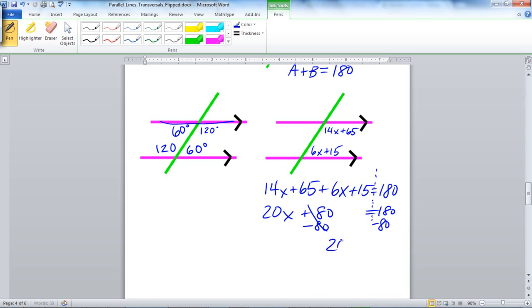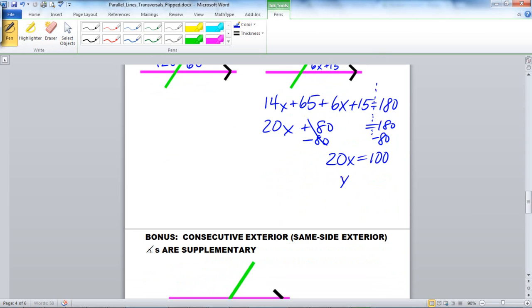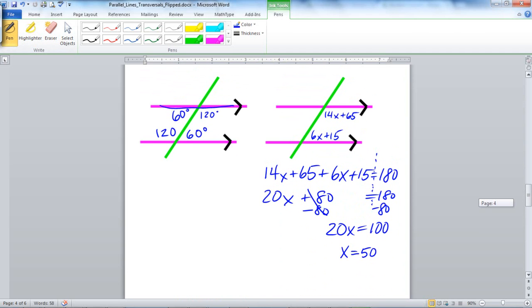Those are gone. 20x equals 100. Divide both sides by 20. And x equals 50. Now again, the problem might say, what's the value of the variable? Then you're done. If not, find the measures of the angles, take that 50, plug it in.